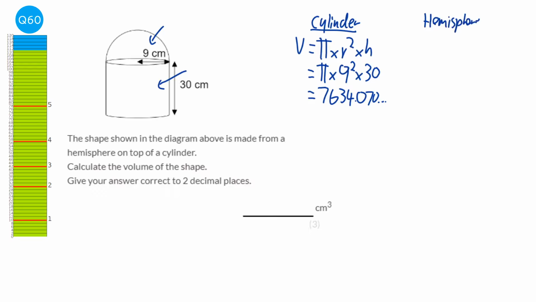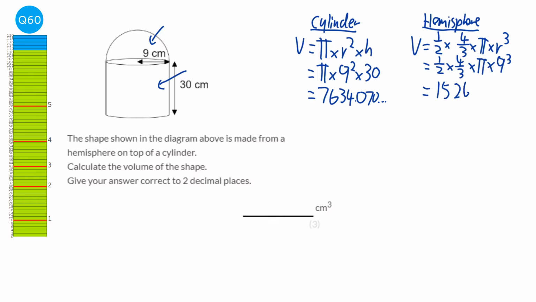Next is the hemisphere. To find the volume of the hemisphere, well, the volume of a sphere is 4/3 times pi times r cubed, but because it's a hemisphere we just times that by a half. So it's half times 4/3 times pi times r, which is the radius, which is 9 cubed, and that gives us 1526.814 blah blah blah.